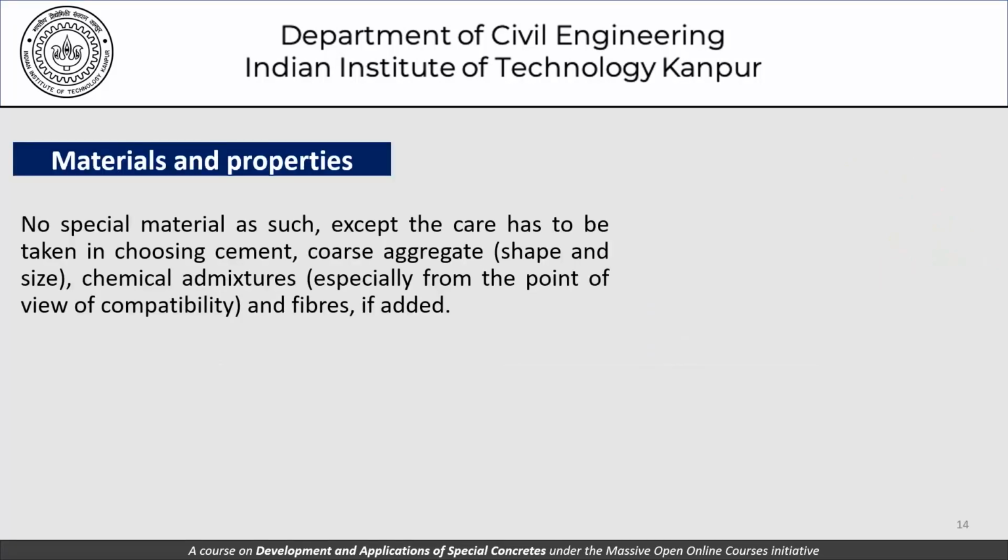So as far as the materials and properties of the shotcrete are concerned, no special material as such is required, except care has to be taken in choosing the cement, coarse aggregates in terms of shape and size, and chemical admixtures from the point of view of compatibility, and also what we expect the chemical admixtures to do, whether we are talking in terms of water reduction, whether we are talking in terms of acceleration, and of course if we want to add fibers. So we have to take special care in choosing our materials. But apart from that, it's the good old cement, coarse aggregates and sand which is being used in the shotcrete.